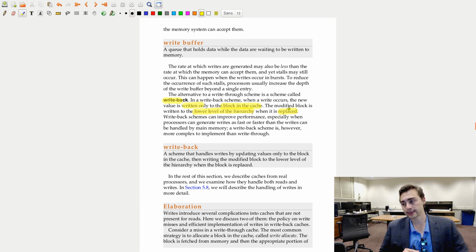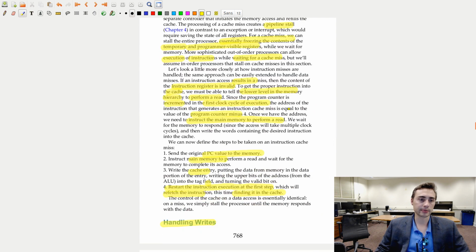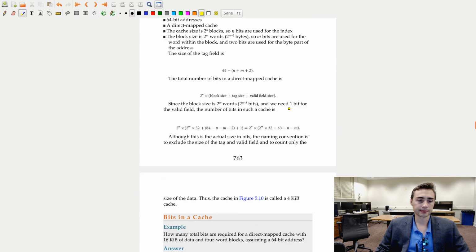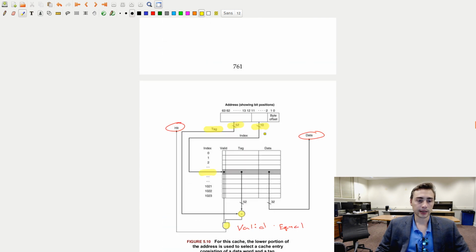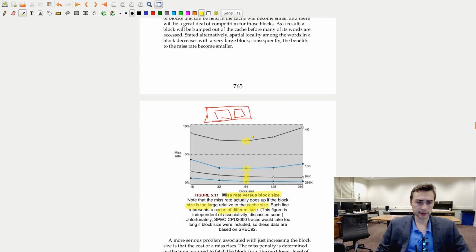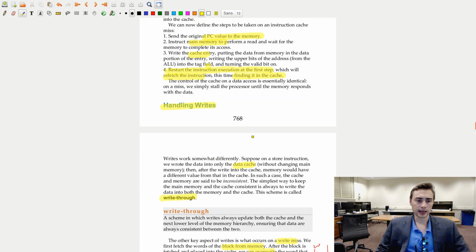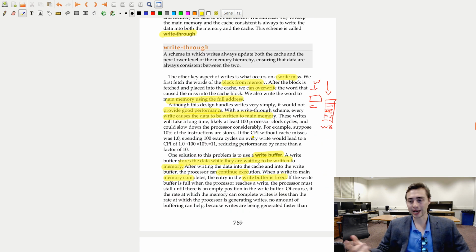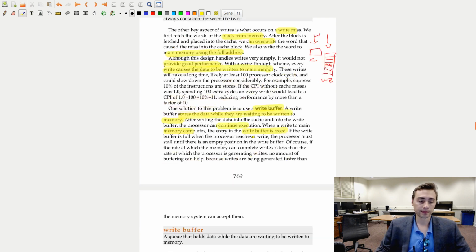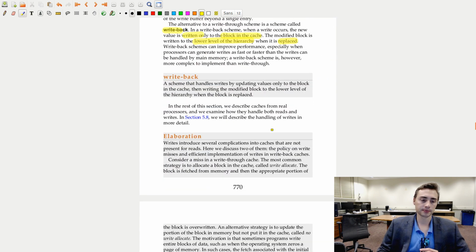So if we access something that has the same index in the address but a different tag, and so we have to evict it from our cache, send it out of the cache and bring something new in, that'll be the only time we write it to main memory. And so we save a lot of time on writes there.